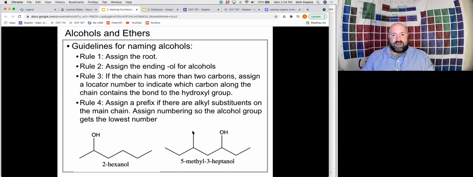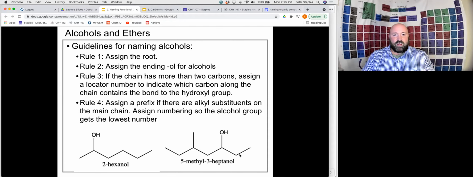Now we have one with another substituent, but it's the same idea. We're going to count 1, 2, 3, 4, 5, 6, 7. So we get heptanol. Now we need to look at our numbering a little bit though. Like we've looked at before, we could number this from left to right or from right to left. Either way, we would get numbers of 3, 5, but we're going to choose our numbering to go from right to left because that gets our alcohol group to have the lowest number.